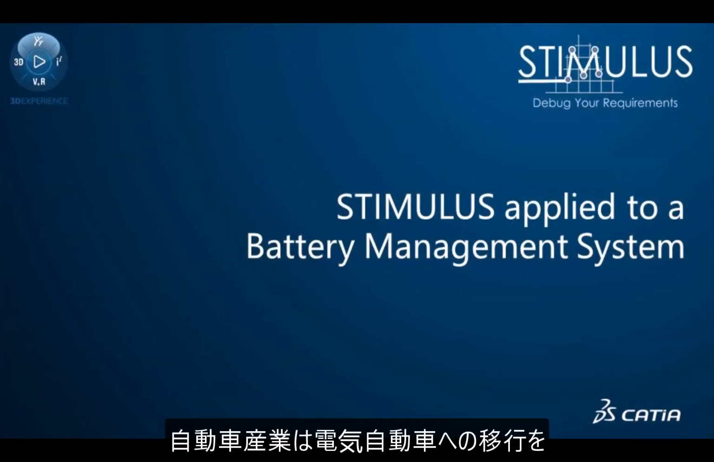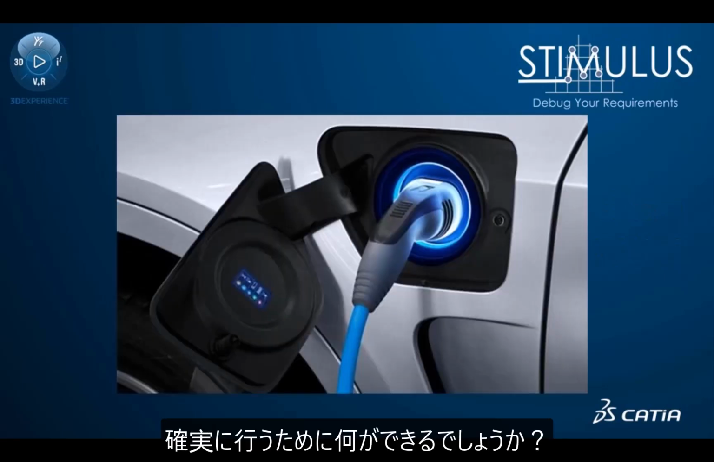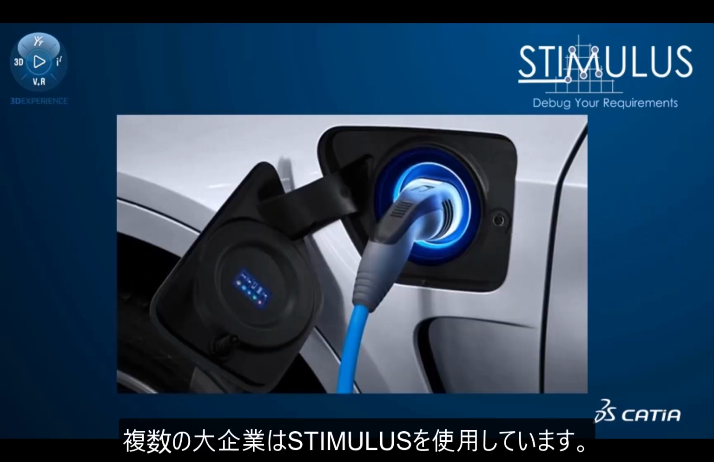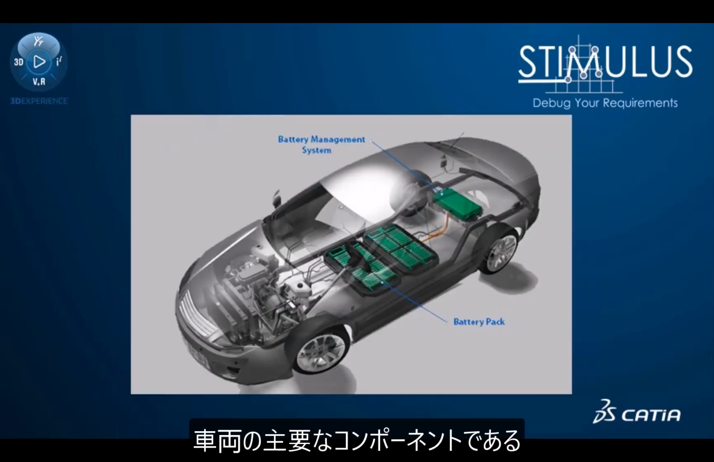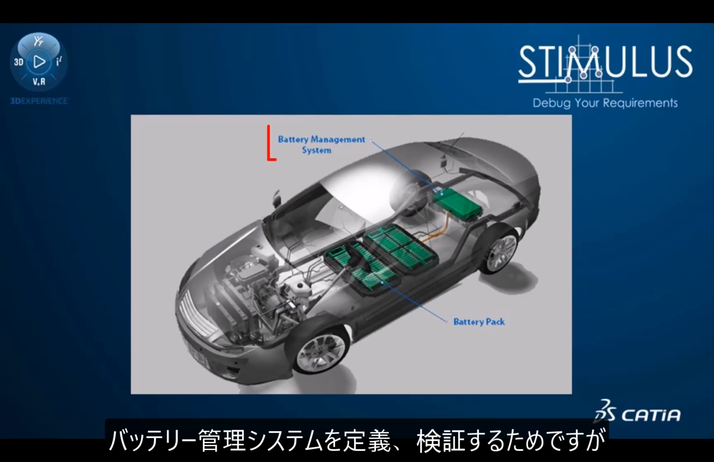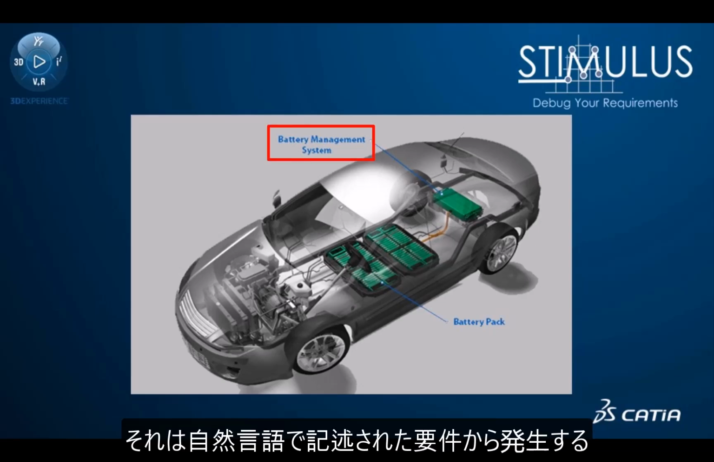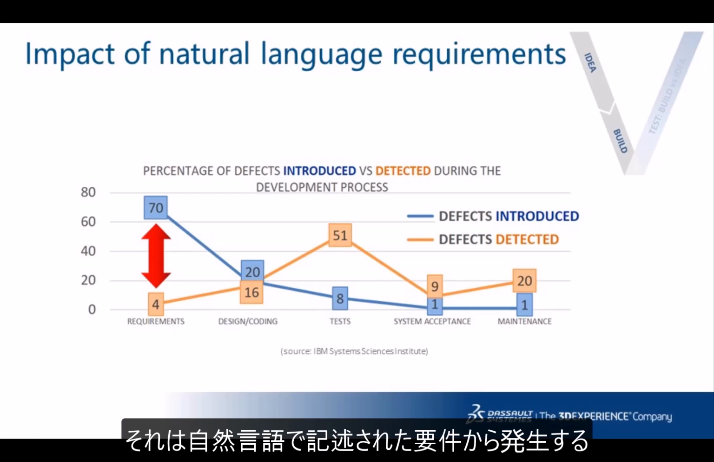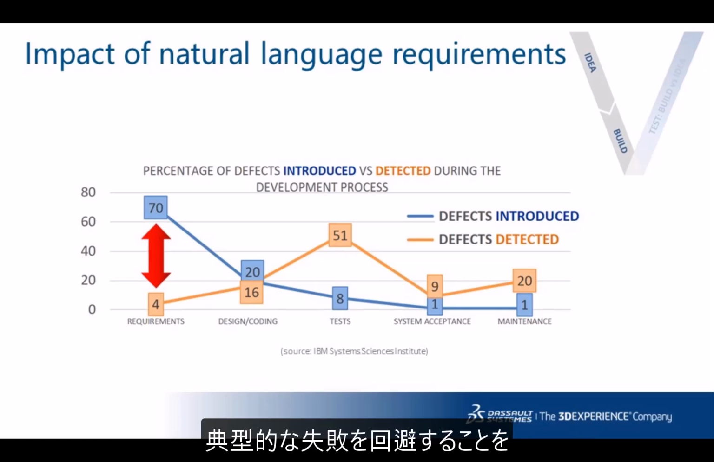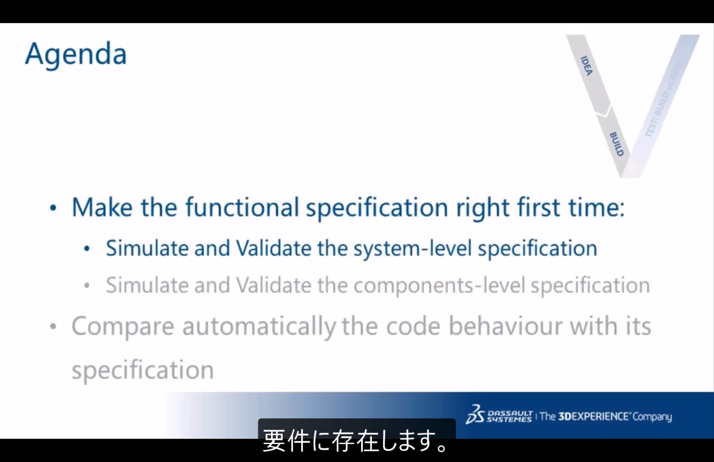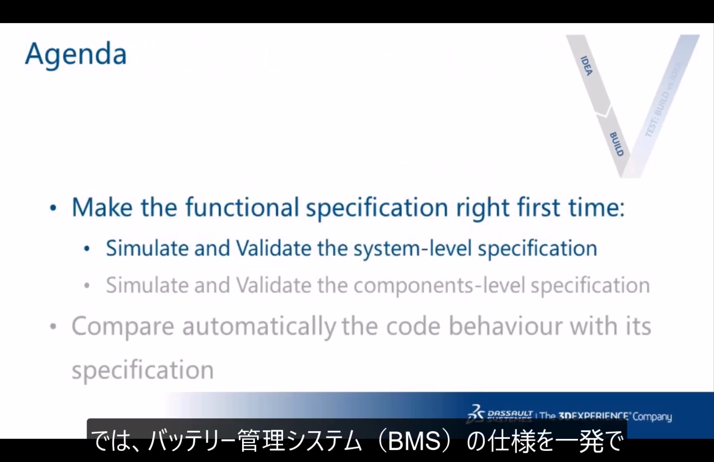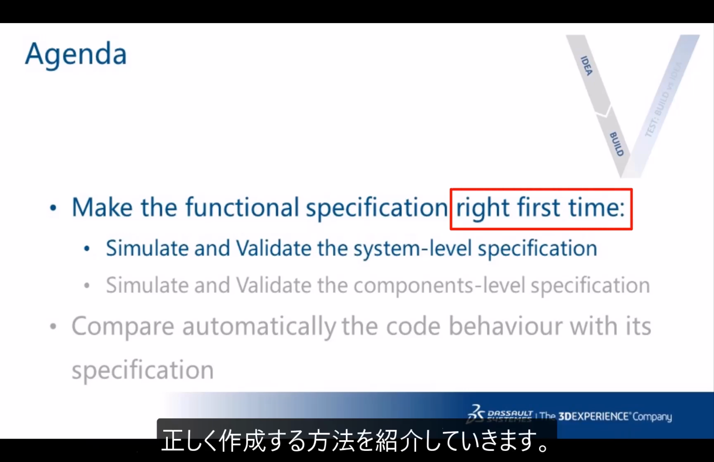How can the automotive industry secure the transition to electric vehicles? Several major actors use STIMULUS to define and validate the key component for the vehicle, the battery management system, so as to avoid a classic consequence of natural language requirements. 70% of the errors injected in a project are located in the natural language requirements. Let's see how you can make the BMS specification right first time.